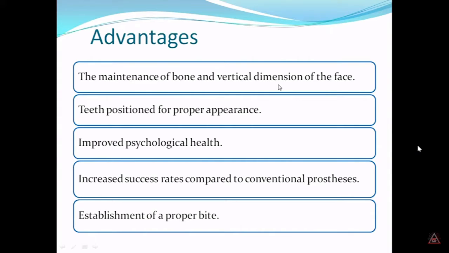And all of you should know that after you extract tooth, there will be resorption of bone. If you replace the tooth with implant, that resorption can be prevented. So that is the main advantage of your dental implants. You can prevent resorption of alveolar bone if you place implant properly. And after placing implant in proper place, teeth are in proper position for proper appearance.